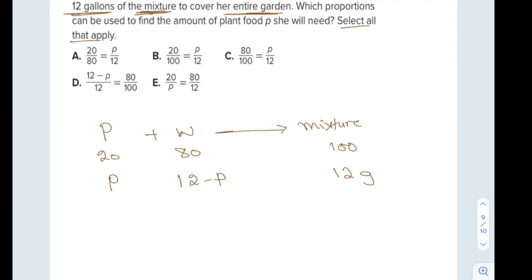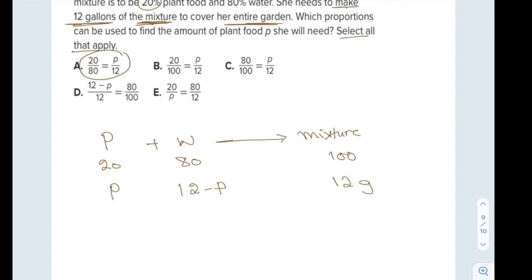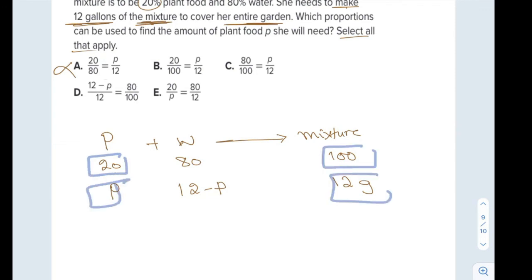Now, since we are able to find out what each term is equal to, we can check which proportion is the correct one. Let's check the first one: 20 over 80 equals P over 12. Is this correct? No, it's not the right order. So this is wrong. We cannot assume that this is correct. Let's go to B: 20 over 100, so plant food over the mixture, is equal to P over 12. Same order, correct. So this is a correct proportion.